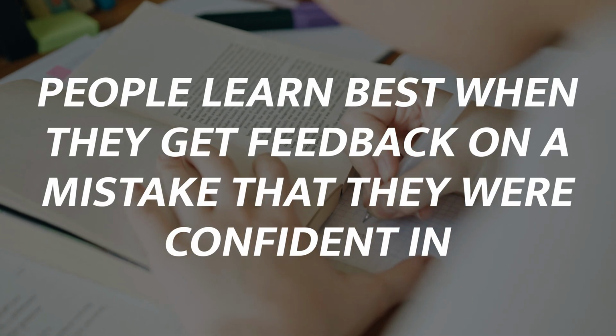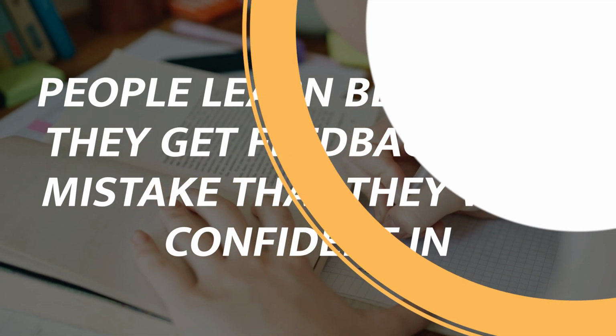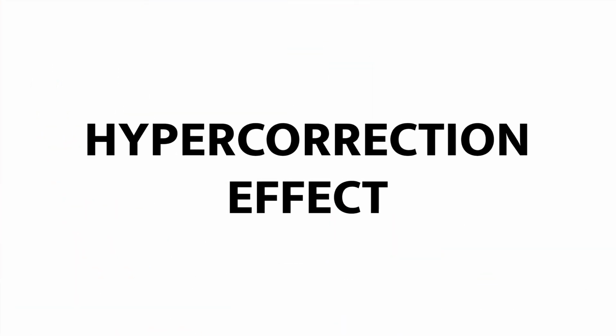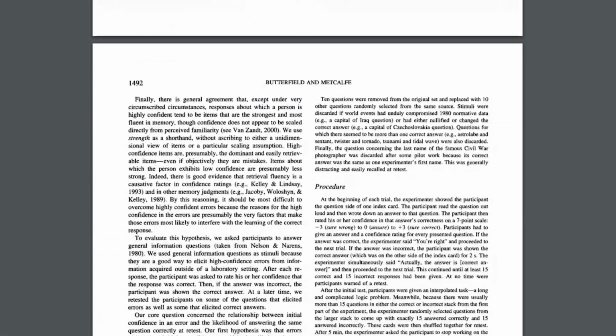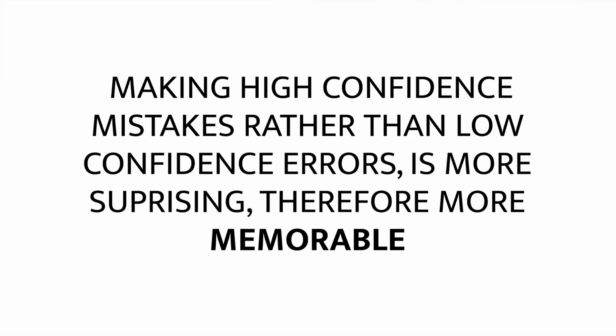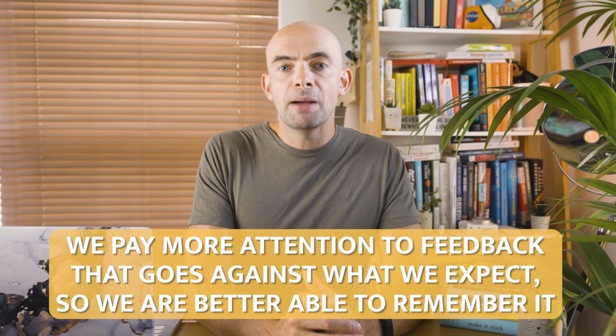Research has shown that people learn best when they get feedback on a mistake that they're confident in. This is something known as the hypercorrection effect, which was outlined by educational researchers Janet Metcalf and Brady Butterfield in 2001. The hypercorrection effect states that making high confidence mistakes rather than making low confidence errors is more surprising and therefore more memorable. The idea is that when we get feedback that goes against what we expect, we pay more attention to it. And because we pay more attention, we're better able to remember the feedback that we get. So in essence, surprising feedback means we pay more attention, which means we remember better.